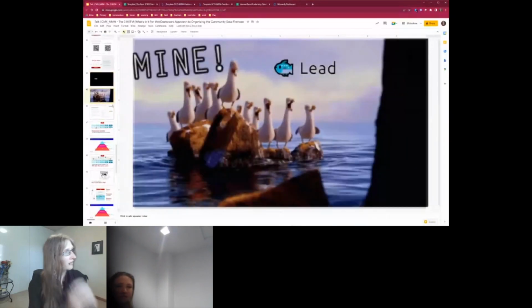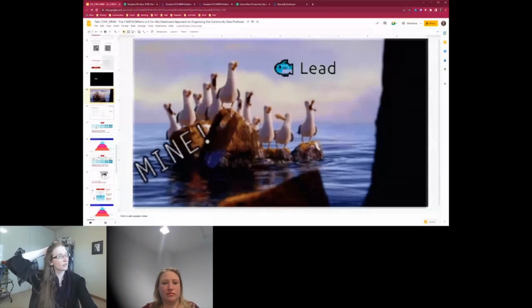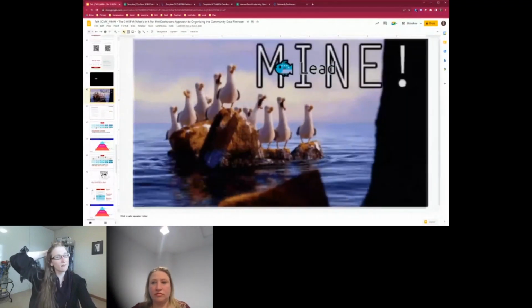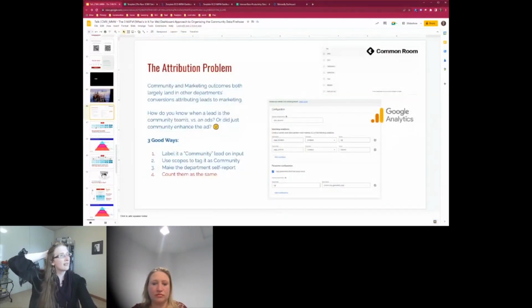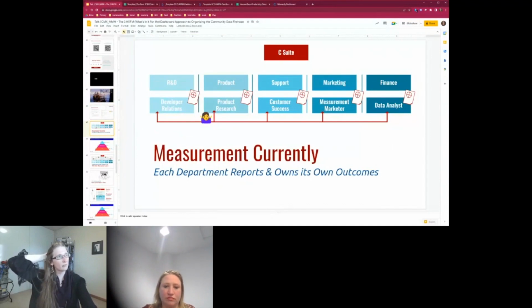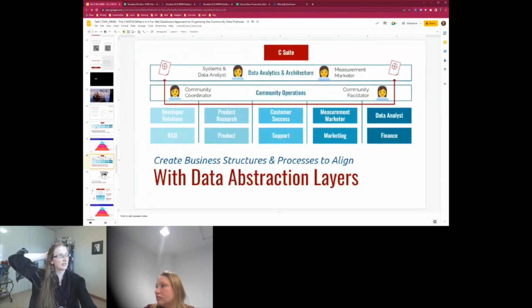So the presentation kind of starts with the attribution problem, because this is what's happening. Every department needs this. And then because of that attribution problem, we have to go from this, where everyone is measuring and reporting their own outcomes, to this. You create business structures that align with the data coming in, and you abstract the data in your processes just as much as you do your data flow.